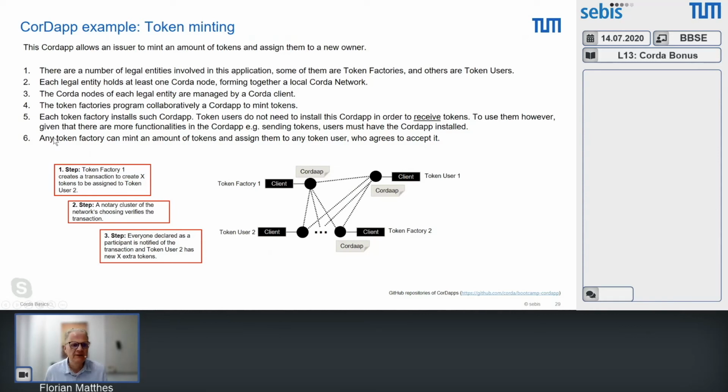And I think the important point is that not only the factory has to agree that the coins are created, but also the user who gets the coins should agree that he gets the coins. If you think about Bitcoin, that was not necessary. Everybody could send arbitrary amounts of money to your account, and you don't have to say yes or no. But here we assume that the receiver should also agree on the transaction.